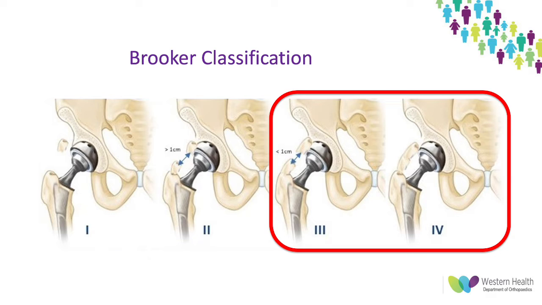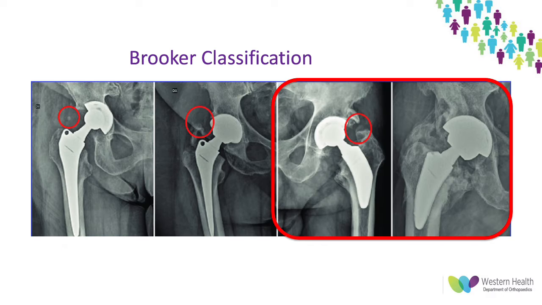HO is classified using the Brooker classification system. It's one of the oldest and most widely used systems for grading heterotopic ossification. Grade 1 refers to islands of bone within soft tissue. Grade 2 refers to bone spurs originating from the pelvis or proximal end of femur with at least a 1 centimetre gap between opposing bone surfaces. Grade 3 refers to spurs originating from the pelvis or proximal femur, reducing the space to less than 1 centimetre, and grade 4 is referring to complete hip joint ankylosis due to the bony spurs. Grades 3 and 4 are usually considered clinically relevant.